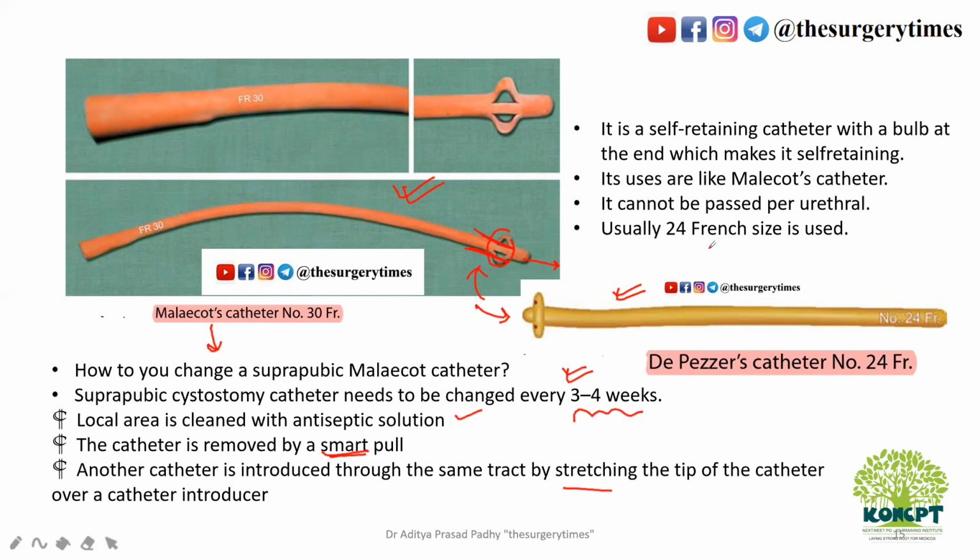Okay, now next is De Pezzer's catheter. It is also a self-retaining catheter, the bulb at the end of which makes it self-retaining. It is used the same as the Malecot catheter, when it cannot be passed through the urethra because obstruction is already there. And usually 24 French size is used.